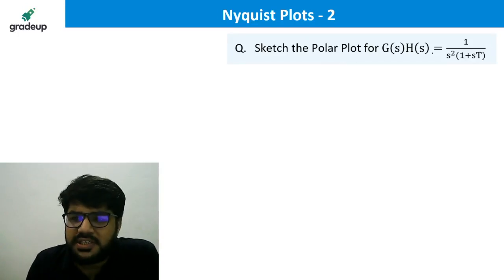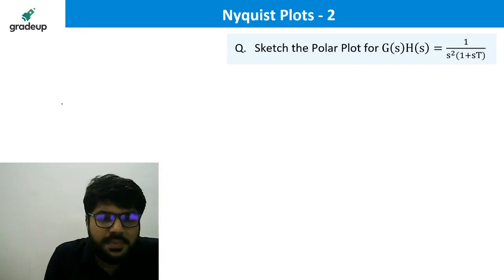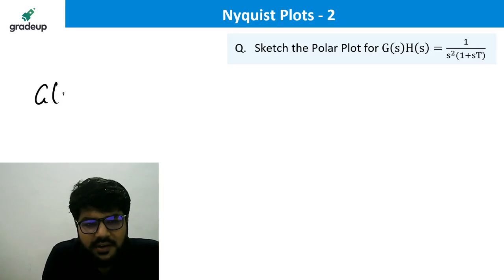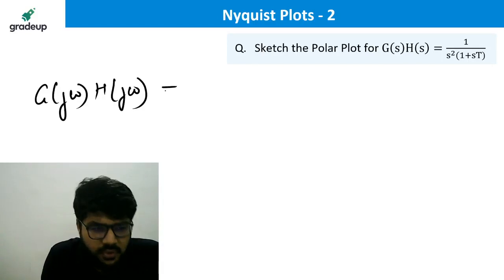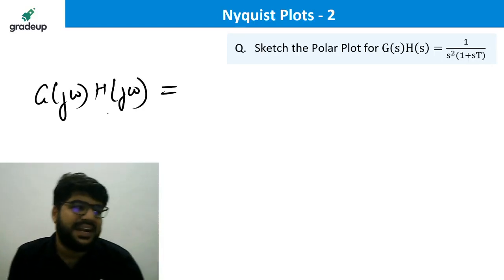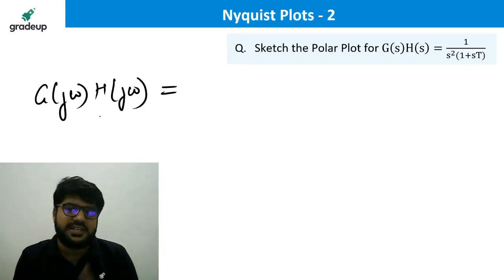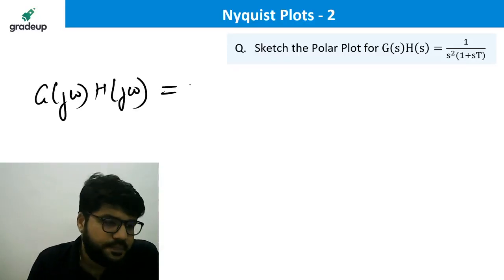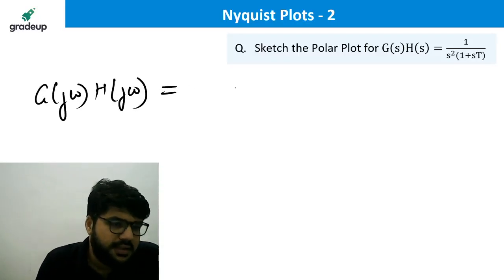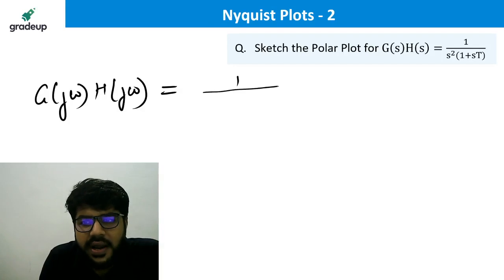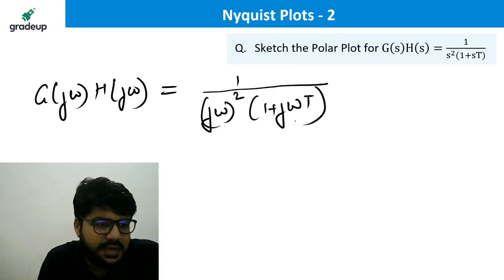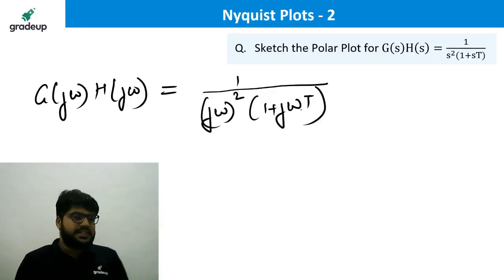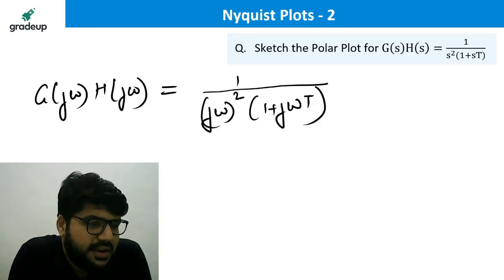Sketch the polar plot for G(s)H(s) equal to 1 by s square (1 + sT). So first of all, converting. Guys, if you have solved this, obviously you can't say the diagram in the comment box, but at least can you say in which quadrant this plot is lying? Hi, good evening. In which quadrant is it lying? 1 by (j omega) square (1 + j omega T). At least if you tell me the quadrant, it will be clear that yes, you have tried.